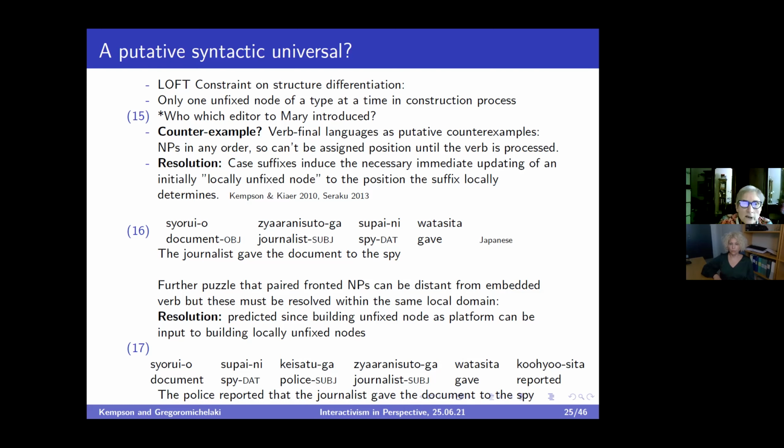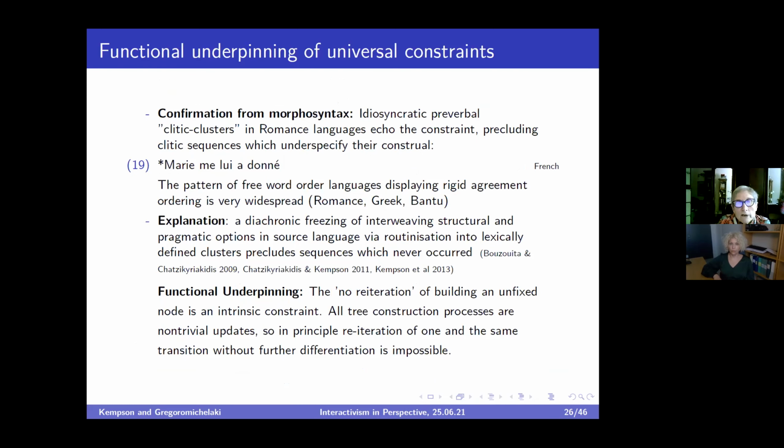Now there's an additional twist to that, which was really very pleasing, that we're getting confirmation from morphosyntax. And that is that, for example, Romance languages have these preverbal clitic clusters, which seem incredibly stipulatory. There are simply clitic sequences, and the ones which are particularly precluded are ones which underspecify their construal. So you can't say in French 19.